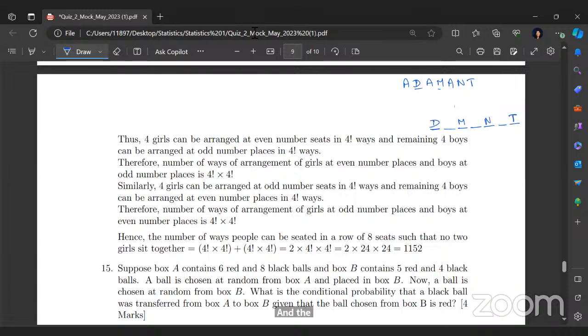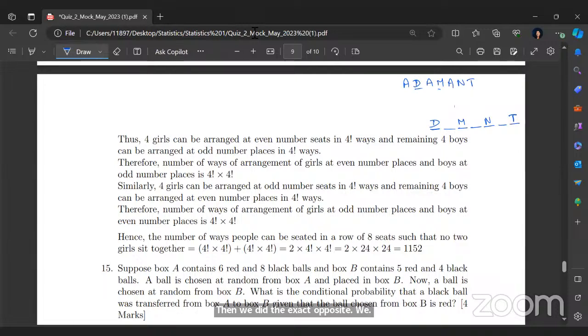Ma'am, I actually had the doubt. I was comparing both of them. What I had doubt in is that if we arrange boys in, let's say, even positions and girls in odd positions, we first created a case for that, 4 factorial times 4 factorial. Then we did the exact opposite. We arranged boys in even positions and girls in odd.